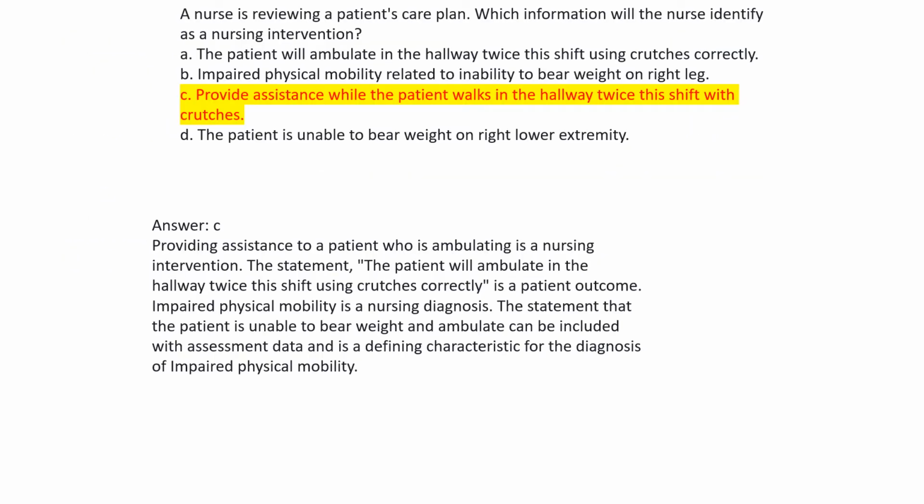Answer C. Provide assistance while the patient walks in the hallway twice this shift with crutches. Providing assistance to a patient who is ambulating is a nursing intervention. The statement, "The patient will ambulate in the hallway twice this shift using crutches correctly," is a patient outcome. Impaired physical mobility is a nursing diagnosis. The statement that the patient is unable to bear weight and ambulate can be included with assessment data and is a defining characteristic for the diagnosis of impaired physical mobility.